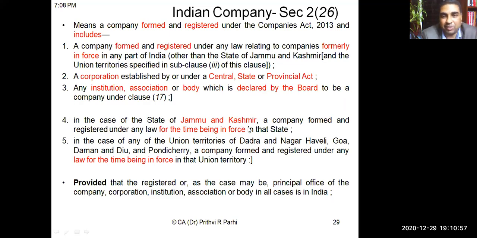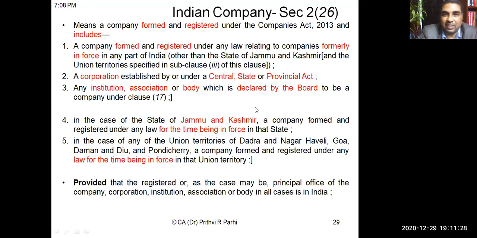In case of the state of Jammu and Kashmir, a company formed and registered under any law for the time being in force in that state. That means earlier, if some law was there to form a company, and in some other areas like some union territories, etc., if a company is formed under that law, all of them will constitute an Indian company. This is the definition of Indian company.